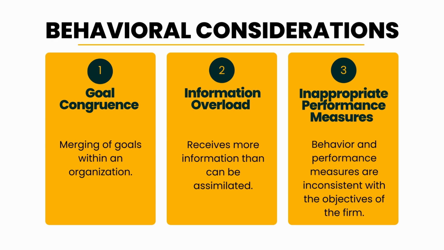The behavioral considerations. For this part, we have three considerations: goal congruence, information overload, and inappropriate performance measures. Goal congruence is the merging of goals within an organization. Lower level managers pursuing their own objectives contribute in a positive way to the objectives of their superiors. For example, by controlling costs, a production supervisor contributes to the division manager's goal of profitability.